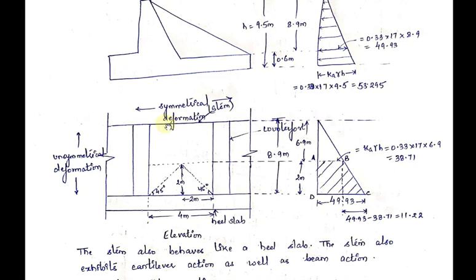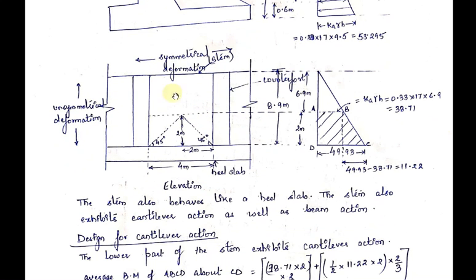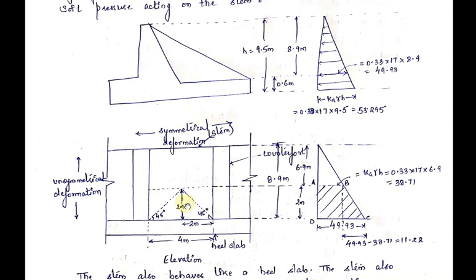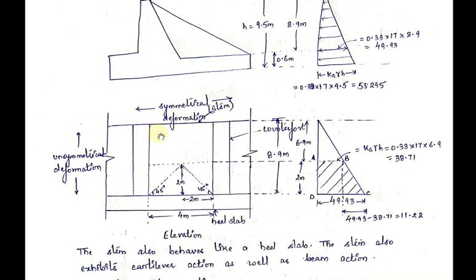If you see this diagram, this is the elevation of the full retaining wall. We are looking at the retaining wall from this side, so the elevation which I will get will be like this. This is your heel slab, these are your two counterforts, and this is the part of the stem. We already studied that in this direction there will be unsymmetrical deformation because the stem is fixed at the base and it is free at the top.